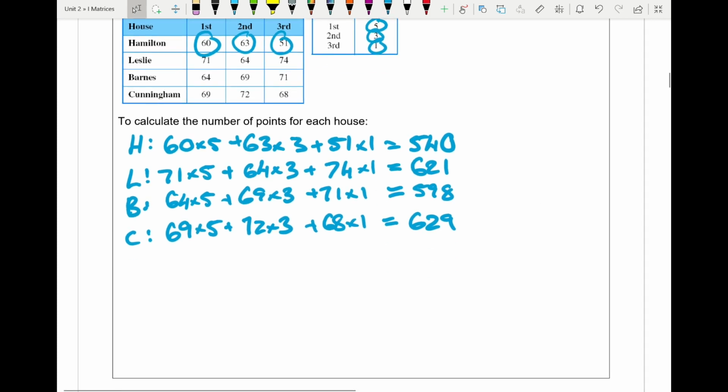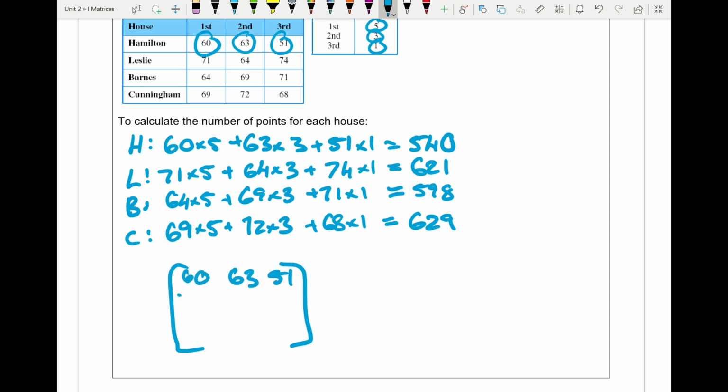So instead, we represent it as a matrix that's 4 by 3. So 60, 63, 51, 71, 64, 74. Oh, sorry, 4 by 3, not 3 by 4. And then that just gets multiplied by a row matrix, 5, 3, 1. And so we multiply each row by each column of this equation. So we do 5 times 60 plus 3 times 63, plus 51 times 1.